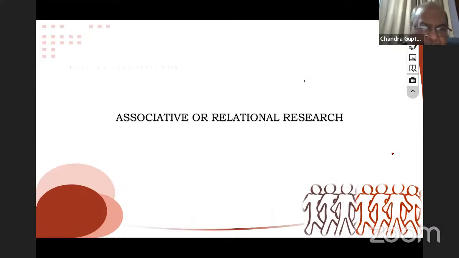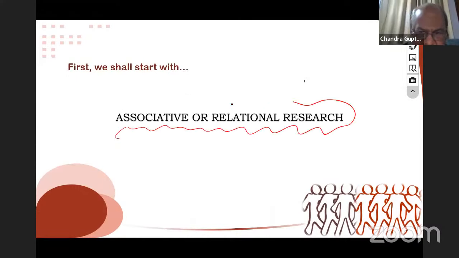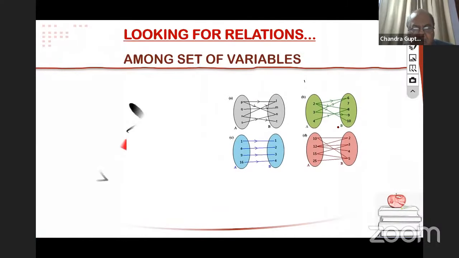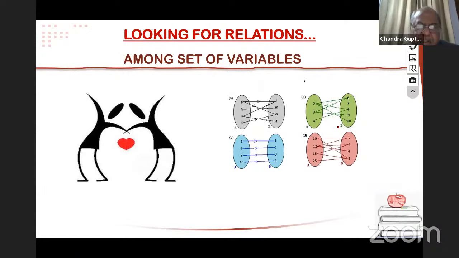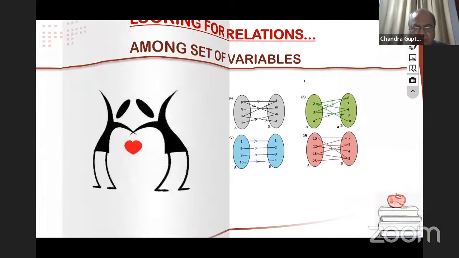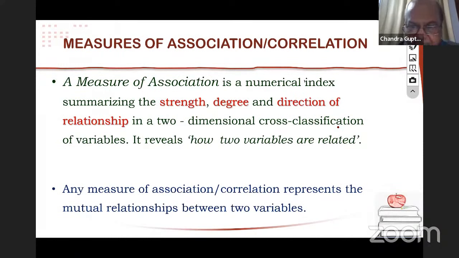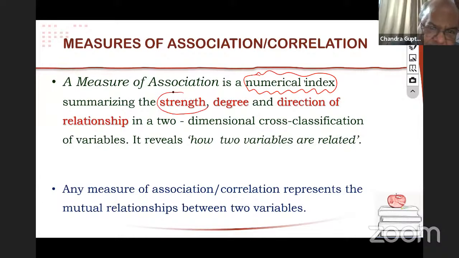So first we shall start with associative or relational research. So we are looking for relations between the variables. We are not saying what is cause, what is effect, but we are saying, is there any relation between the two variables? A measure of association is a numerical index, a number that summarizes the strength, degree, and direction of the relationship.